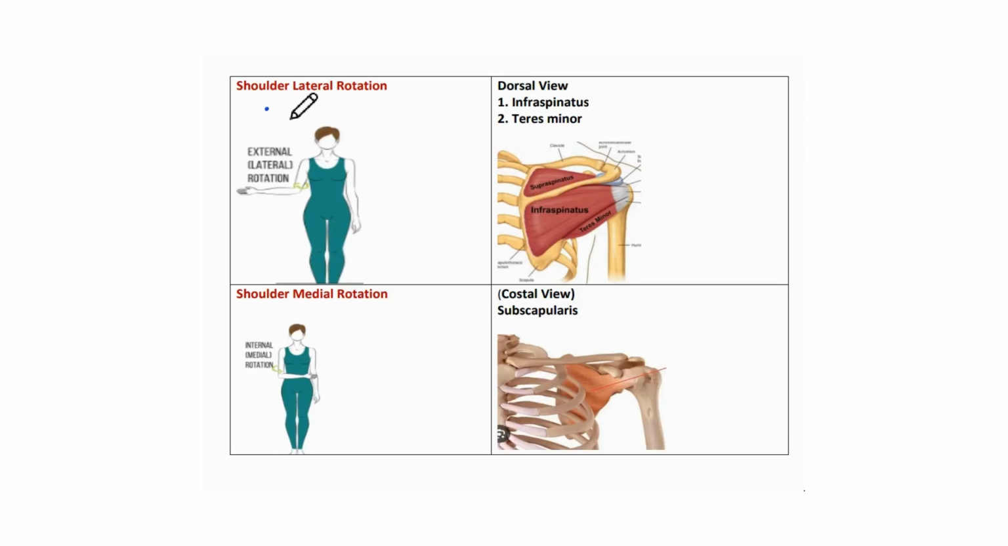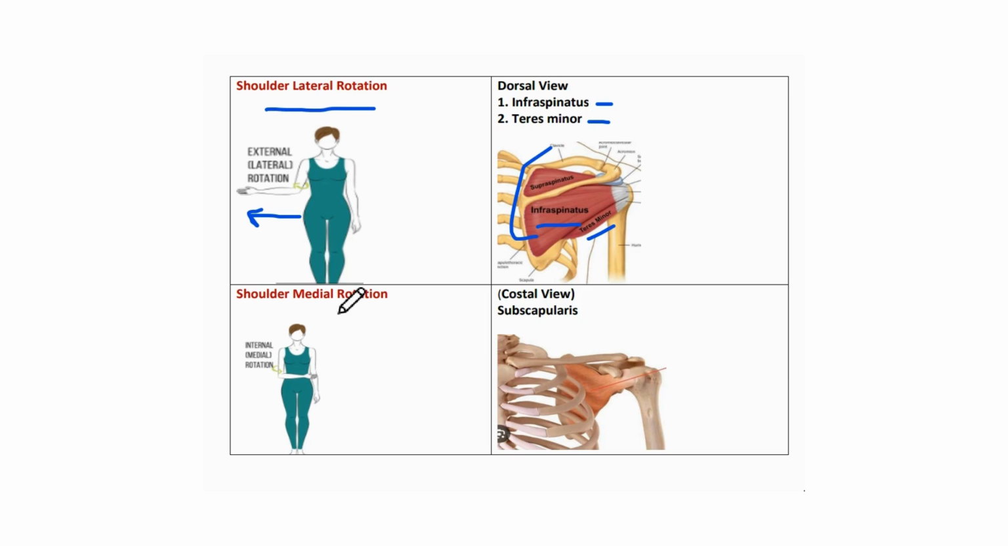Moving towards the shoulder lateral rotation, it can be performed by moving the forearm externally. Two muscles are responsible for shoulder lateral rotation, and the first one is infraspinatus, the second one is teres minor. Infraspinatus is a muscle which is present on the posterior aspect of scapula, and just below the infraspinatus there is a small muscle, teres minor. Both these muscles are going to perform shoulder lateral rotation.